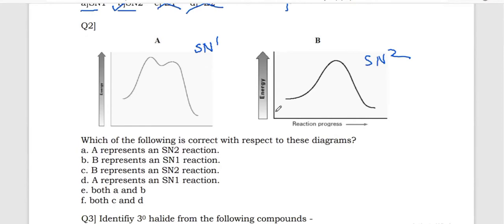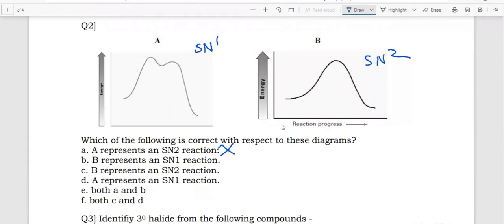Option A says A represents an SN2 reaction, so that's wrong. B represents an SN1 reaction, so this is also wrong. B represents an SN2 reaction, correct. A represents an SN1 reaction, so it's also correct. So options C and D are correct. So we'll choose this, both C and D correct.